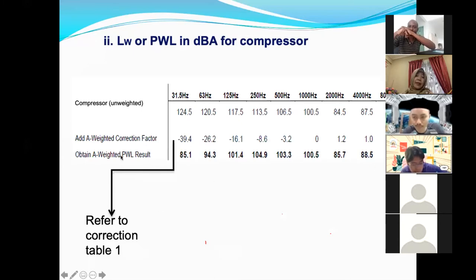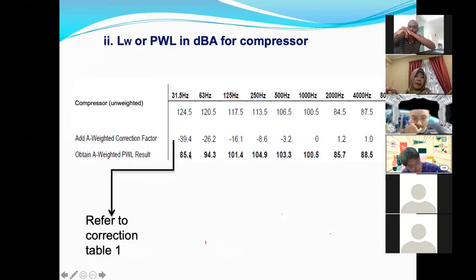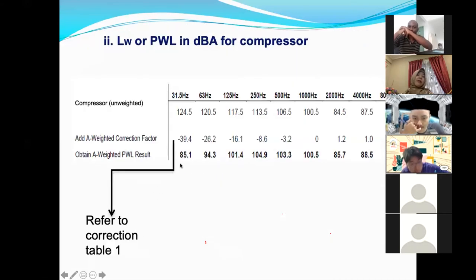So to get the sound power level in dBA, you can use this formula again. Replace all these numbers into this formula, so you can get dBA.